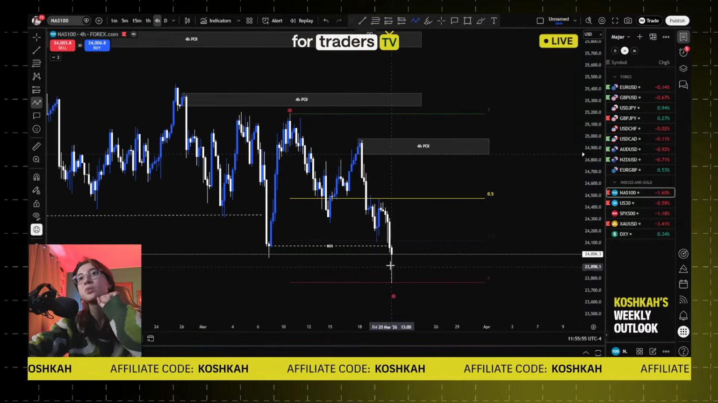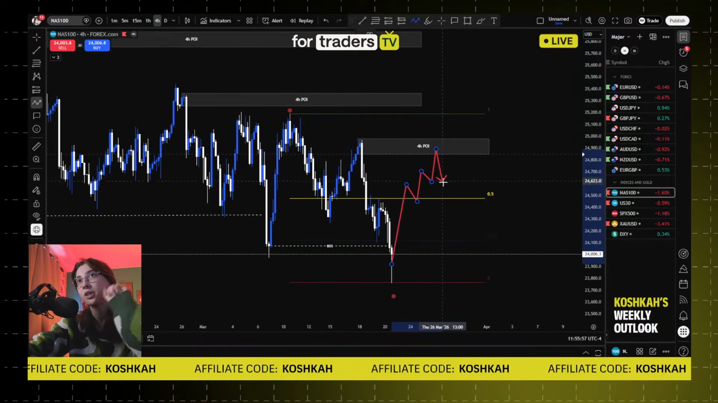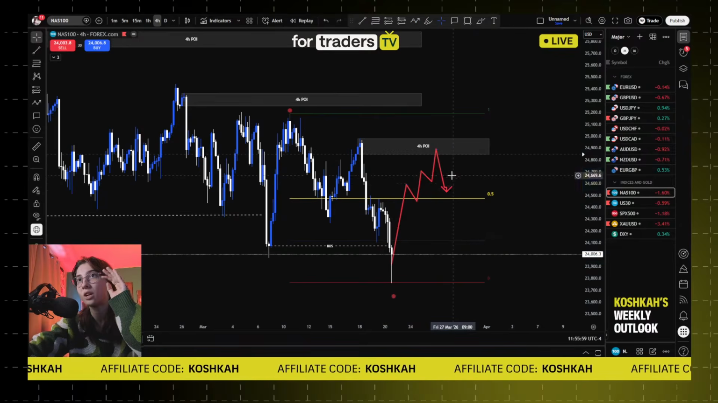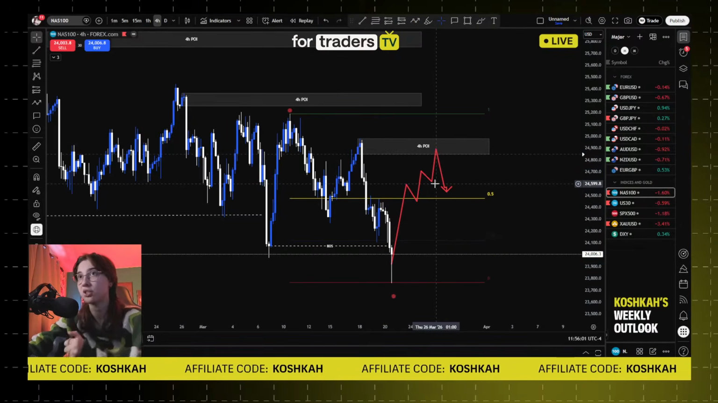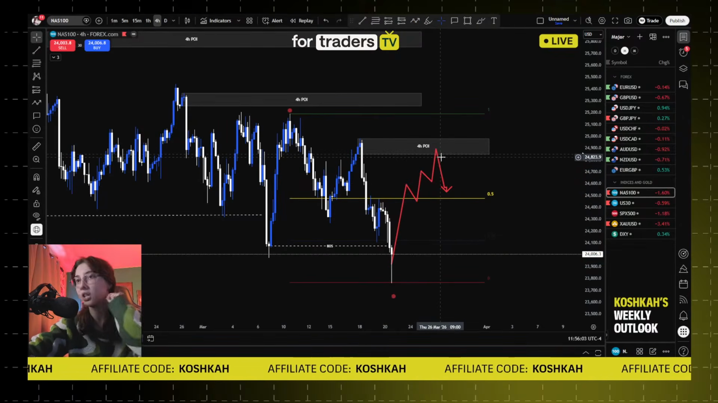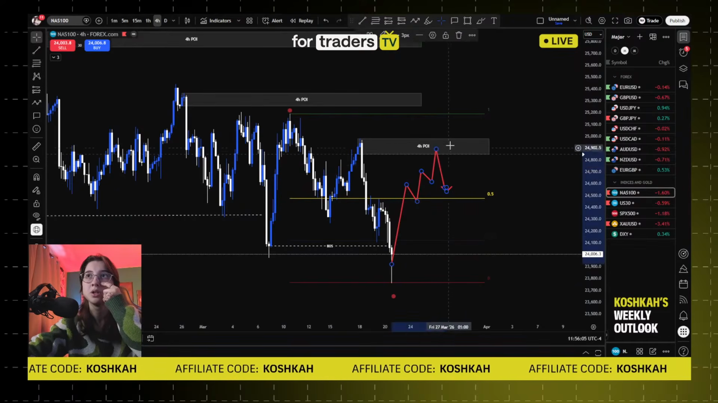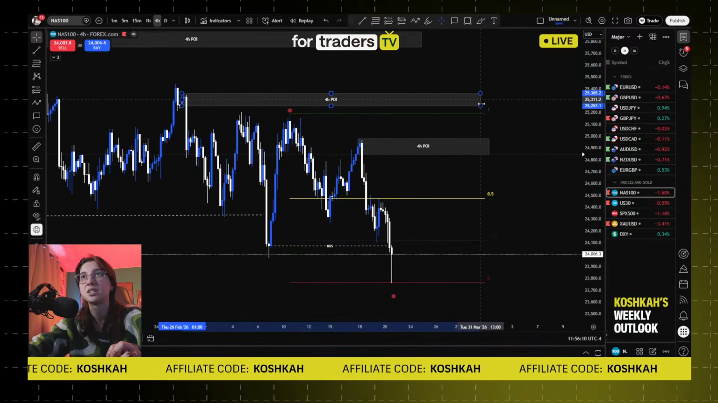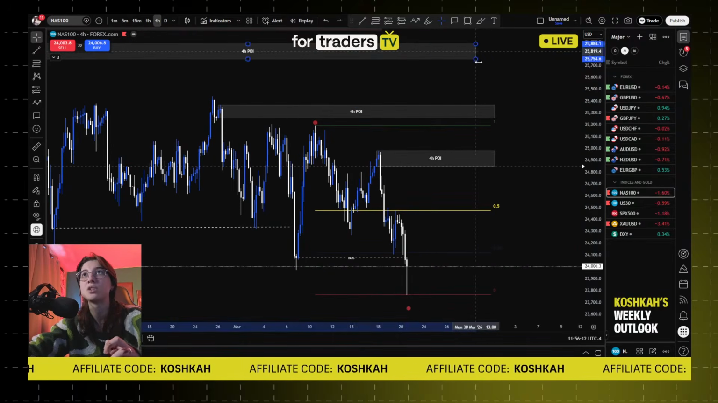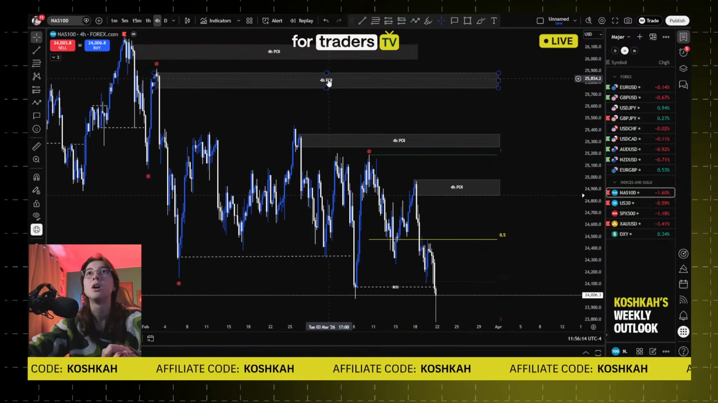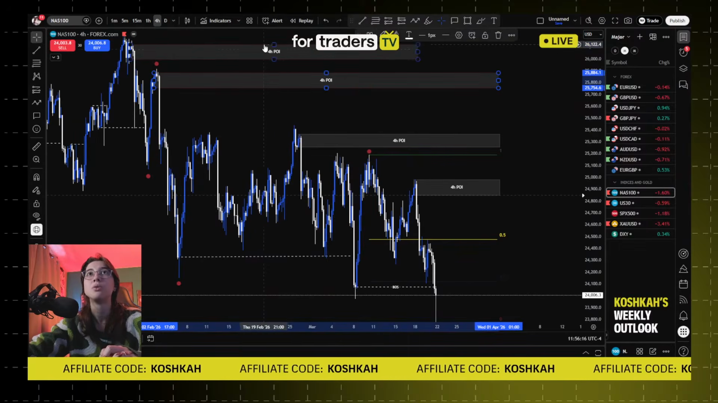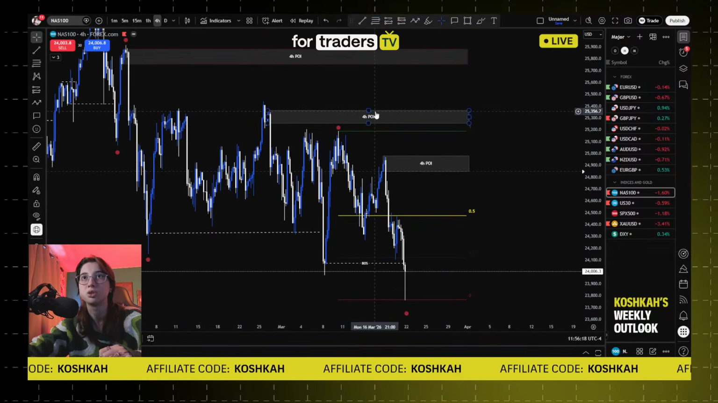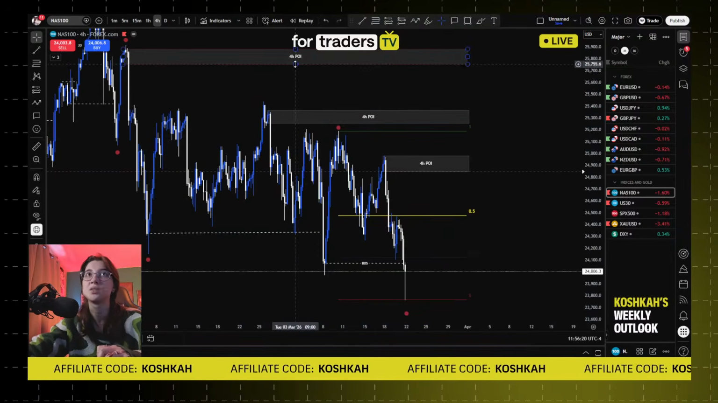So then when price mitigates the POI, you're going to be looking for a 15-minute break of structure to the downside / change of character. And then you're going to be looking for an entry. So that's it. This is what we have for NAS. We have as well some older POIs above, but now they're getting pretty old. So just be careful with that. This one is still valid. This one is getting pretty old.